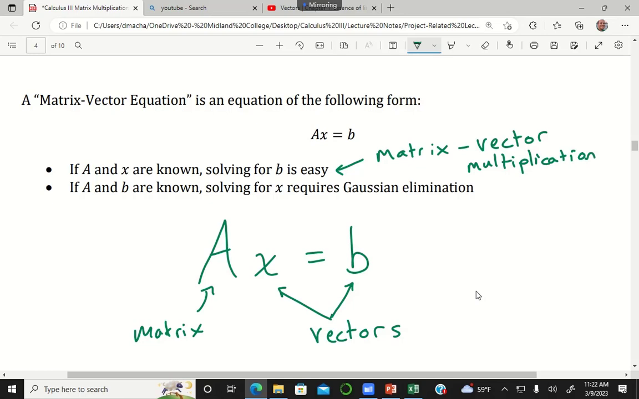If A and B are known, then solving for X is going to require what we did yesterday. If you want to solve for X in the matrix vector equation, then you have to do Gaussian elimination. I'll try to show you why.